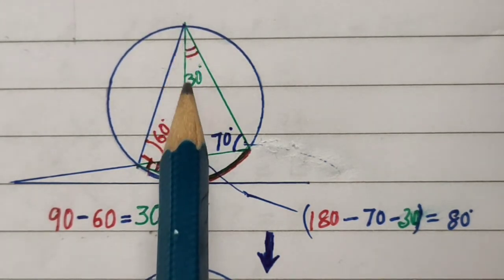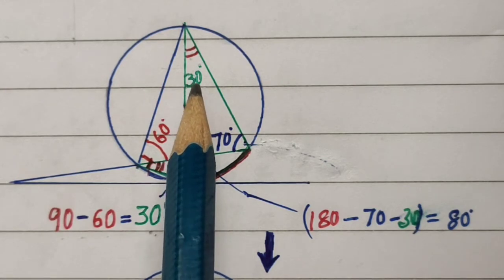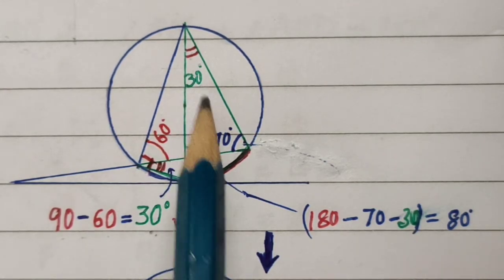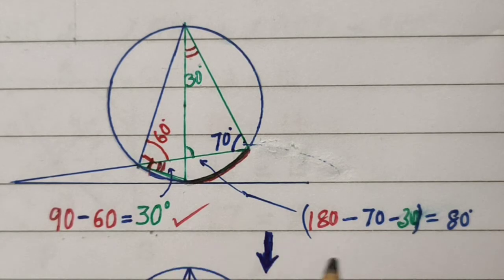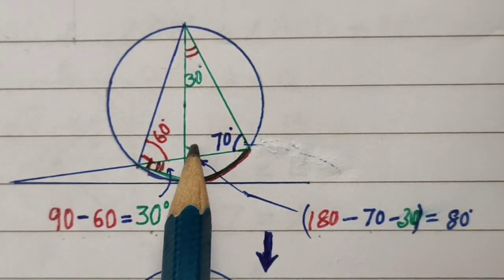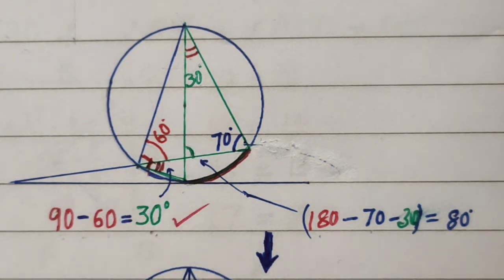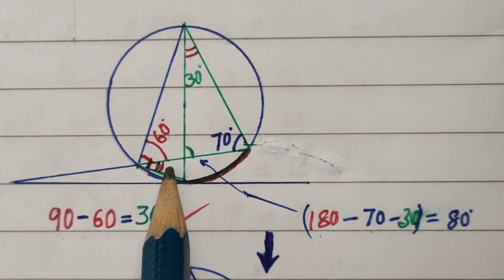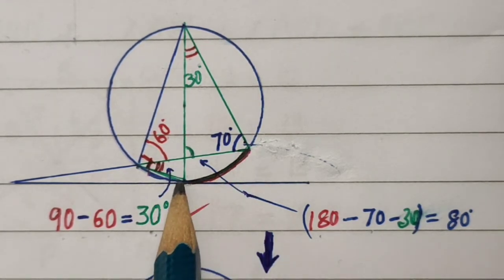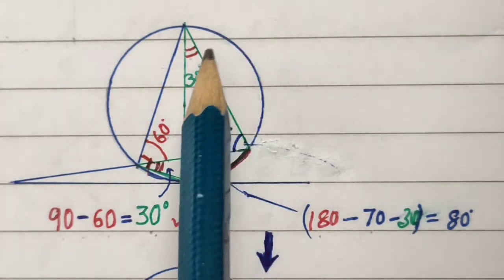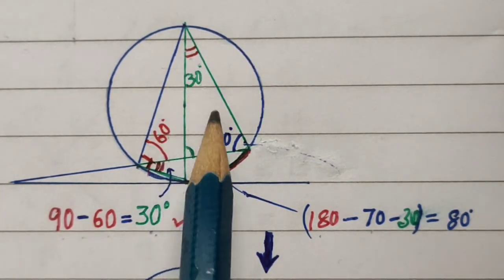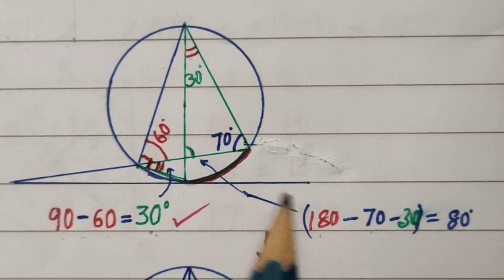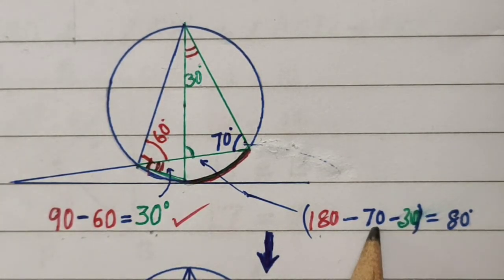Now let us come to this triangle. In any triangle, if you know two angles, the third angle can be easily found out. That is 180 minus 70 minus 30 is 80. This is 80 degrees. From the previous picture we found out this angle. In this we found out this is 30 degrees. Because angles in the same segment are equal, this is equal to this. Once you know these two, we can find out this as 80 degrees. 180 minus 70 minus 30 will give 80 degrees.